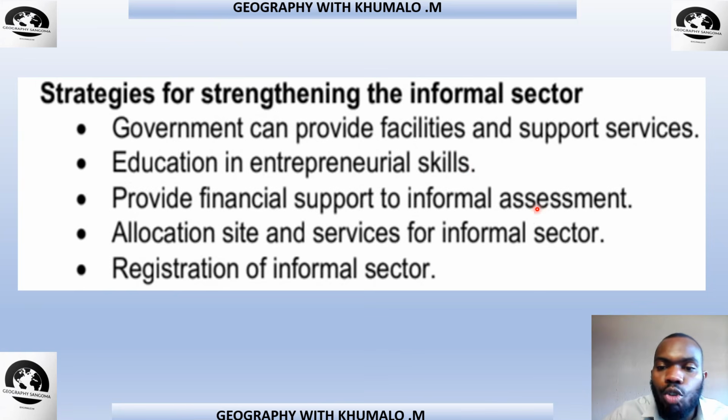Provide financial support to the informal sector. Forgive me for the mistake I've written there. It's informal sector. Sorry for that, grade 12. Now, it provides financial support to the informal sector. So how is that support? It allows the informal traders to apply for a certain loan so that they can grow their business. Allocation of sites and services for the informal sector: allocate land and place or build facilities where these informal traders can sell. And registration of the informal sector is the same thing that I've talked about.